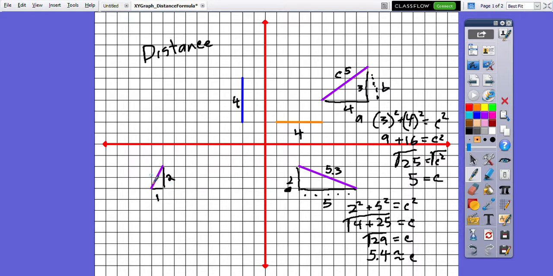So what's that one? 1 squared plus 2 squared equals c squared. I got 1 plus 4 equals c squared. So really, the square root of 5 is equal to c, which totally makes sense. This is 2. The square root of 5 has to be very close. It's bigger than the square root of 4, which is 2, but it's a lot smaller than the square root of 9, which is 3.